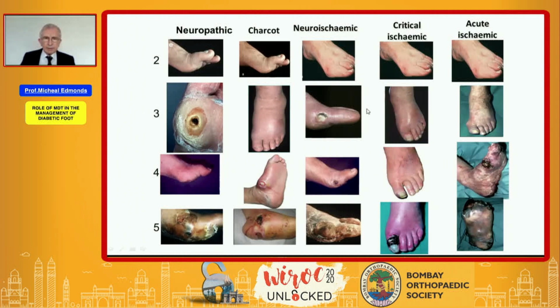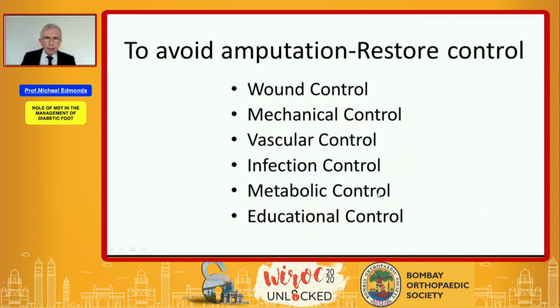So we can see in these natural histories that they can rapidly come out of control during this passage from high risk to necrosis. And it's important that to avoid amputation, we have to restore control. That means controlling the wound, getting control of the mechanical aspects and the vascular aspects, and also achieving infection control, metabolic control, and educational control. And in any one patient, it is important to achieve control in all these entities.